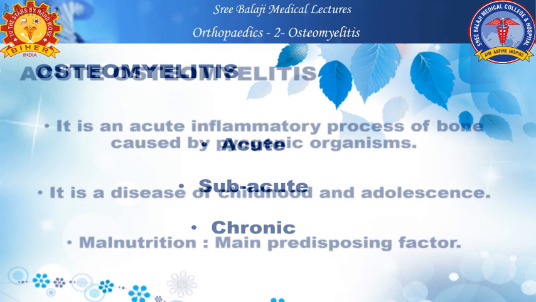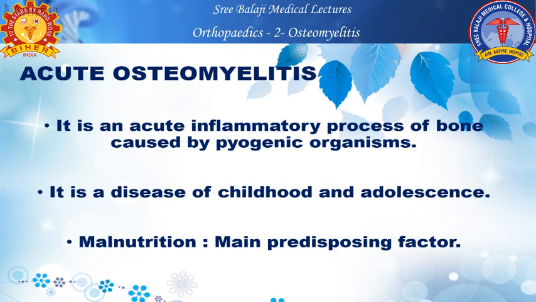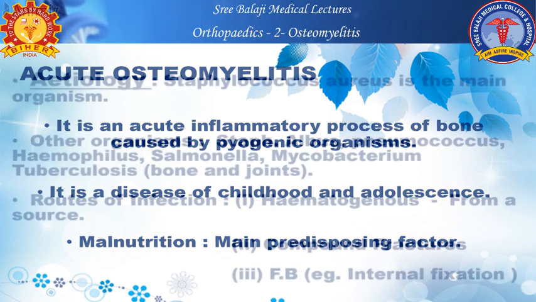Osteomyelitis is an acute inflammatory process of bone caused by pyogenic organisms. It commonly occurs in children and in adolescents. Adults can be infected when there is malnourishment and when the adults are in an immunocompromised status. And adults can also be infected by direct inoculation of the organisms.